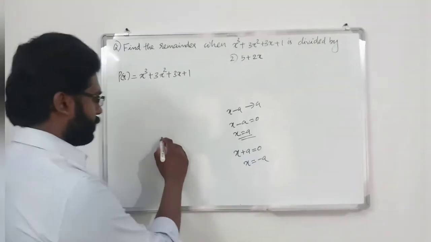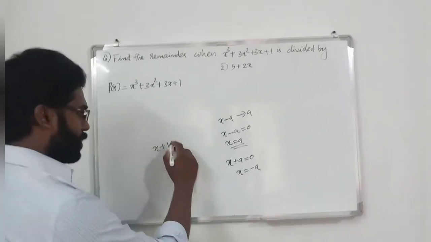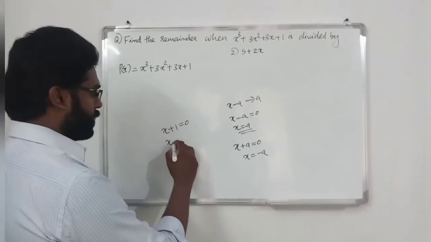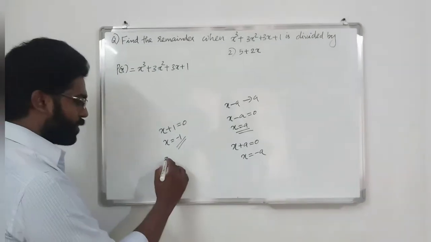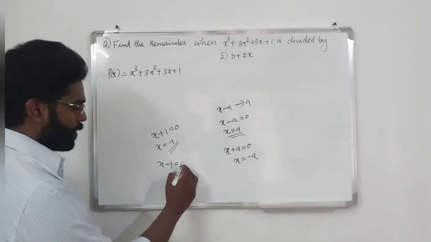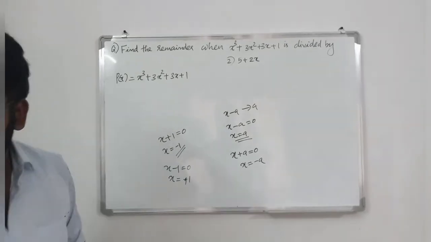In our previous question, x plus 1 was our divisor. So x plus 1 equal to 0, we put x equal to minus 1. That is the value of x we put here. If x minus 1 equal to 0, x equal to plus 1.